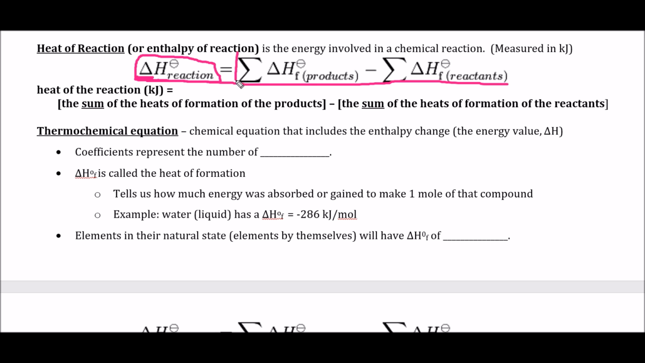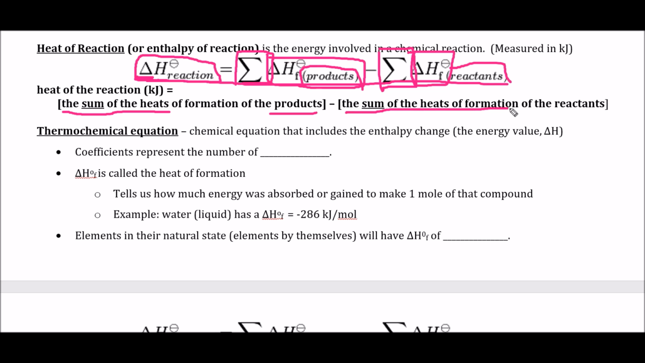And what this right here means is the sum of. Again, it means the sum of the heats of formation. We will talk about this in just a moment, but it is the sum of the heats of formation of the products. If you take a look, that's this right here, minus the sum of the heats of formation of the reactants. So let's talk about what that really means.